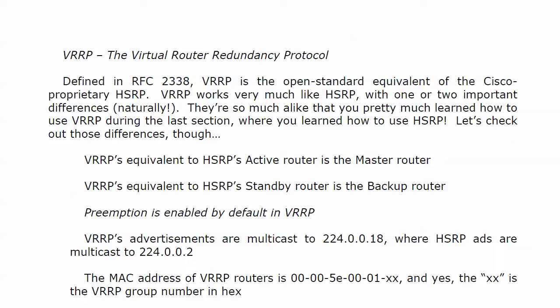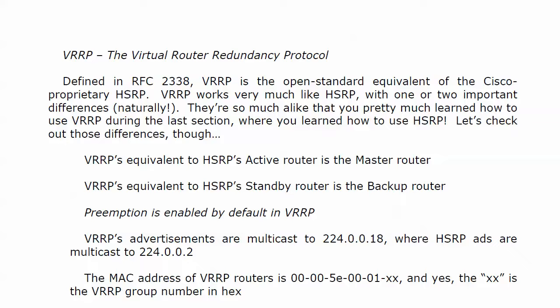It is time for déjà vu all over again, friends, because it is time for VRRP, the Virtual Router Redundancy Protocol. It's defined in RFC 2338, and it's the open standard equivalent of the Cisco proprietary HSRP that we've been studying to this point. VRRP works so much like HSRP that when you were learning how to use HSRP, you were pretty much learning VRRP. There are a couple of very important differences we're going to see in action.